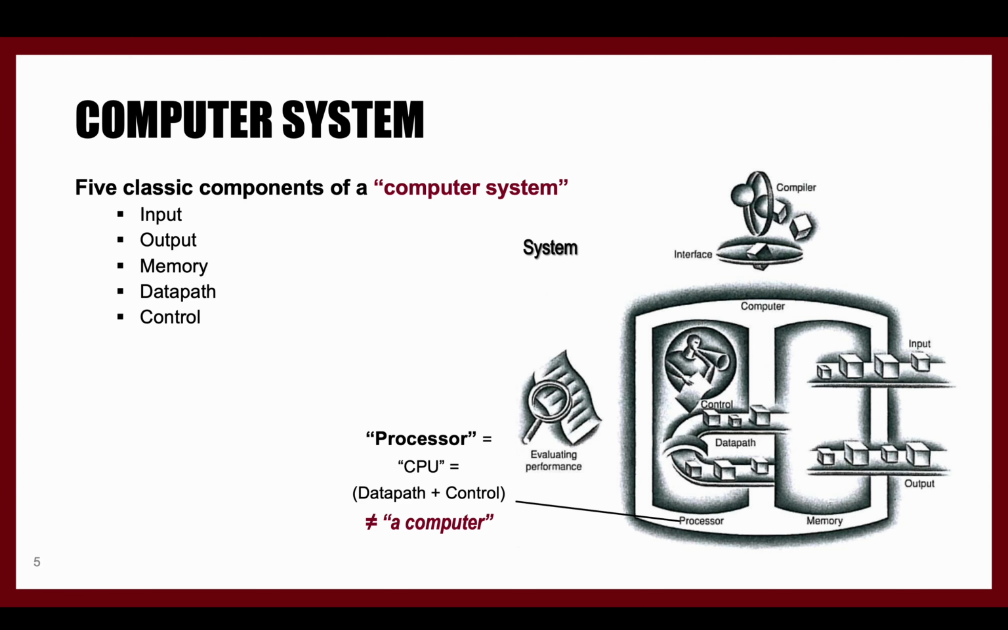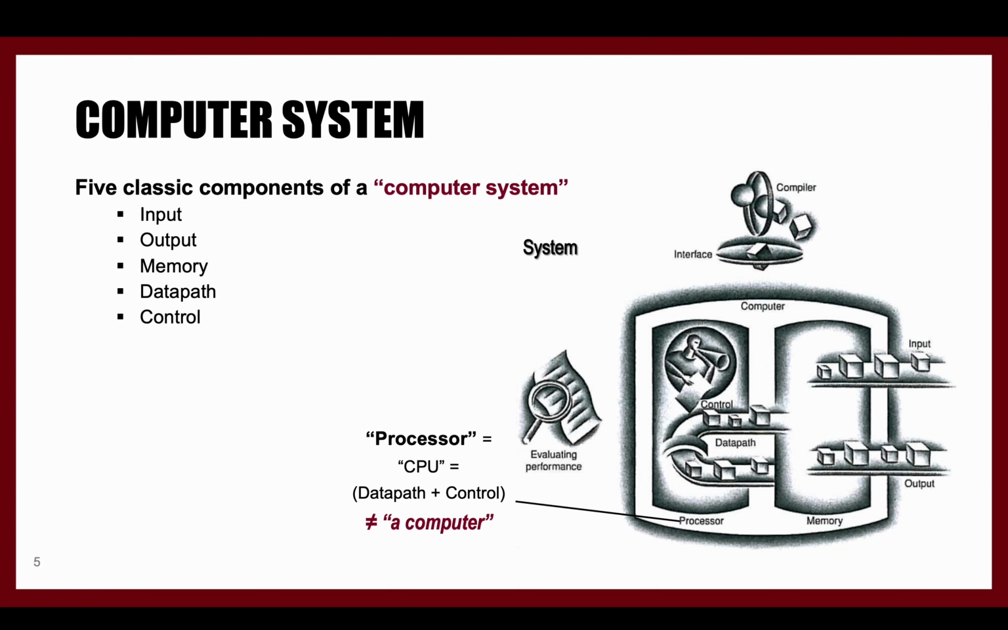Five classic components of a computer system. These components describe the fundamental parts that work together to make a computer function. Input. This refers to devices or methods used to feed data into a computer system. Examples are keyboard, mice, touchscreen, and cameras. Output. These are devices or methods used to present data from a computer system to a user or another system. Examples include monitors, printers, and speakers.